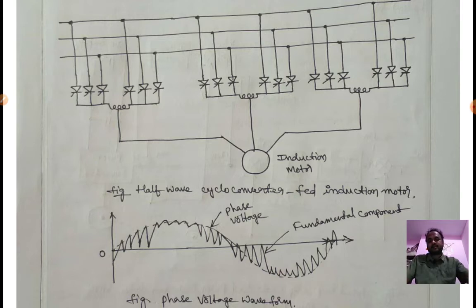Here we can see the output waveform of each phase of the cycloconverter. Here we are taking the fundamental component voltage wave and the phase voltage wave with respect to time. The phase voltage will be a smooth sinusoidal waveform. The fundamental component will have some harmonics, so this harmonic content we are reducing by using the thyristors.